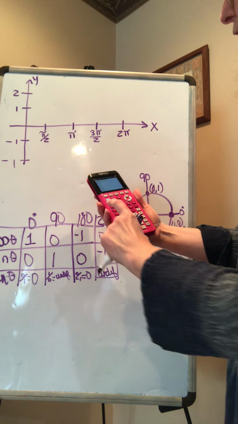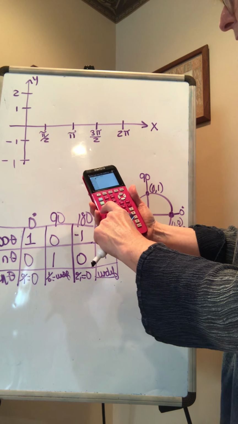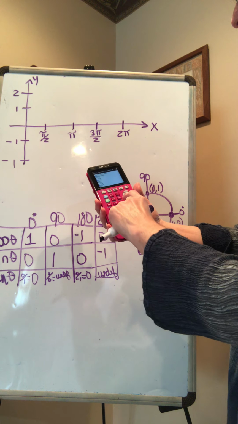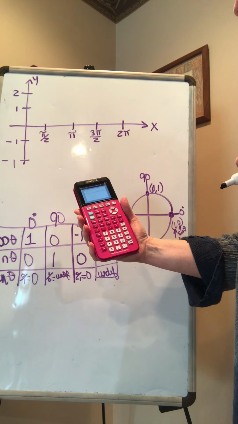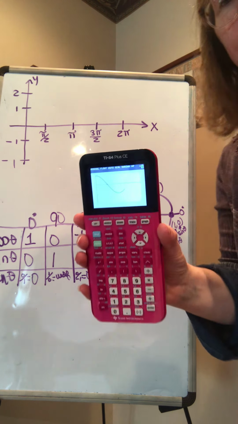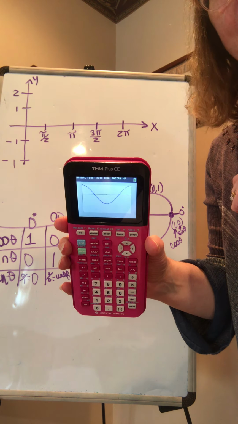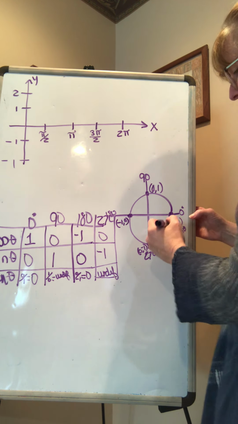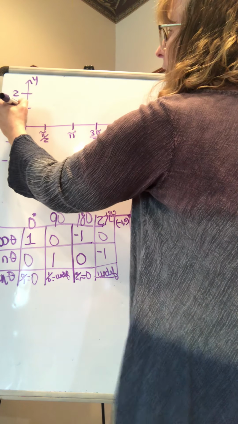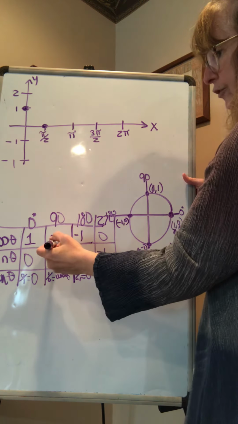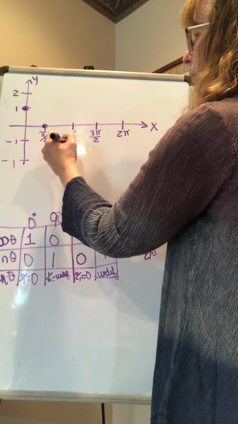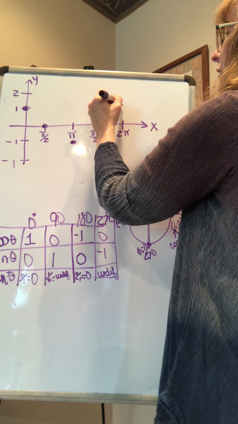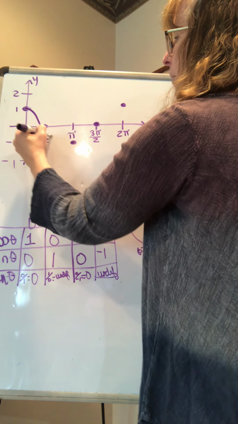So let's put in first the cosine of x and hit graph. And you see almost like a teacup. Now, what this is doing is it's following the unit circle. First, cosine of 0 degrees is 1. Cosine of 90 was 0. Cosine of 180 was -1. Cosine of 270 was 0. Cosine of 2 pi was 1. And here is my cosine.